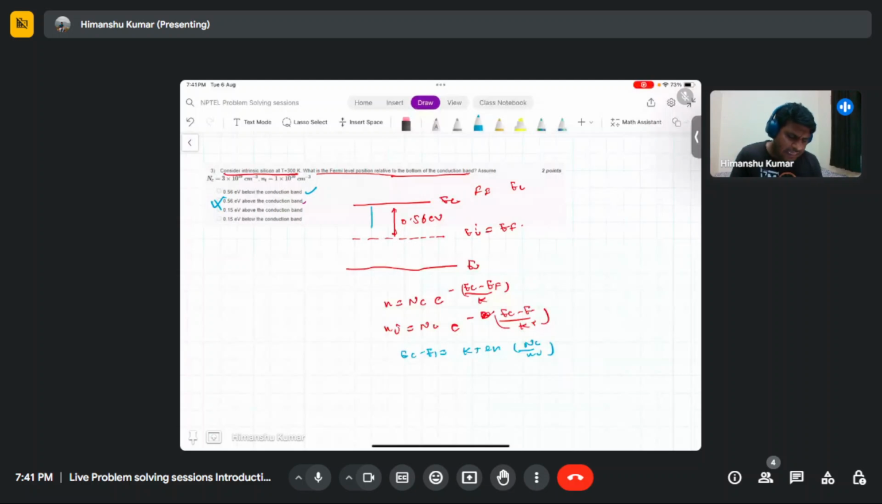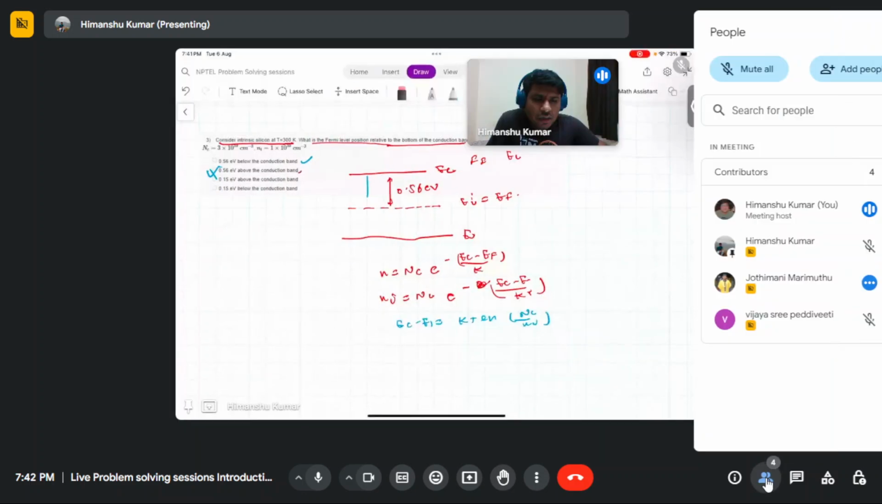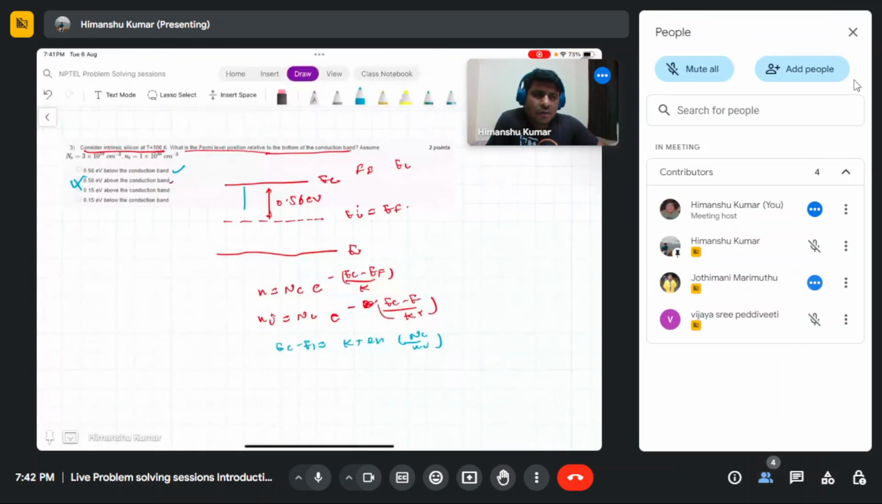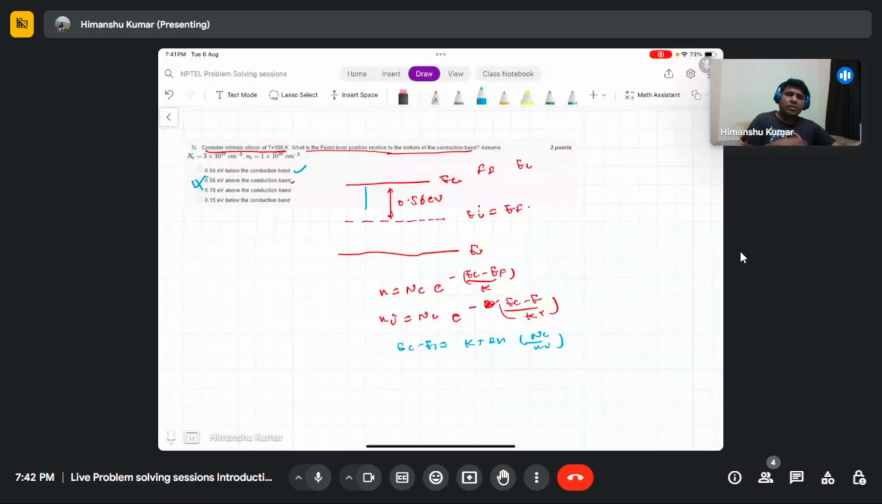So, like in the exam scenario, you can answer this way also. You don't need any calculation. Suppose in an objective type exam, this is a fairly good method. So, this was a fairly simple question. If you have a doubt, then you can ask, or we can move ahead. If there is no doubt, let's just move to the next problem.